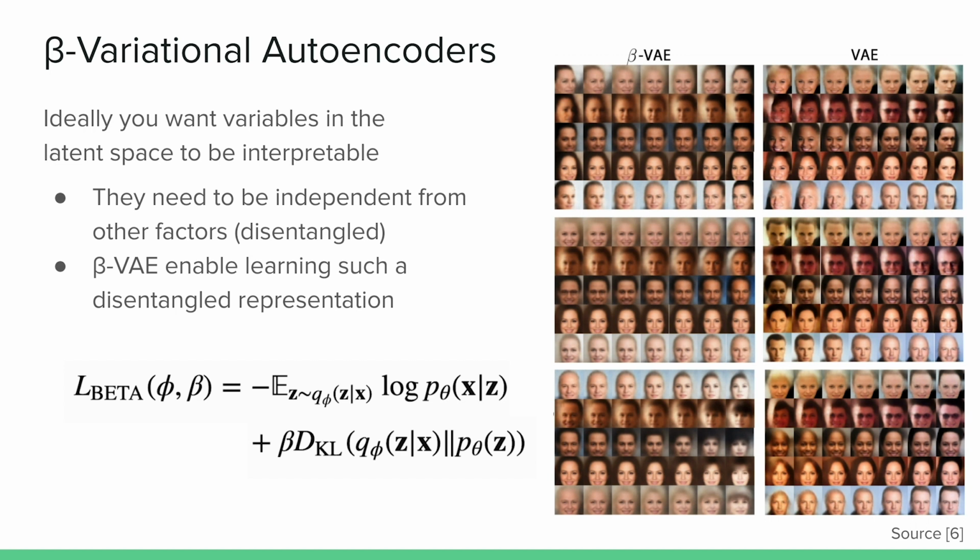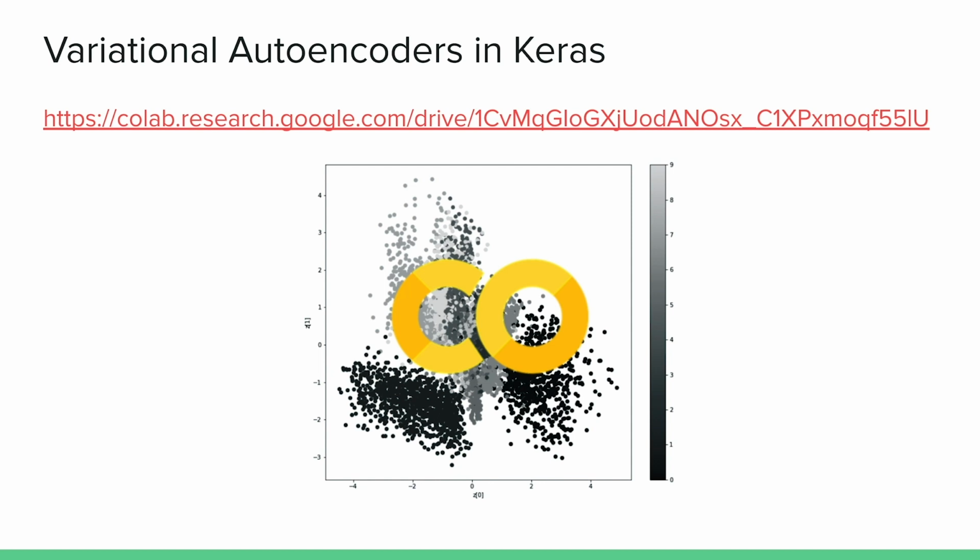Maybe another thing would be how much a person smiles or some other features that we can see here. And changing that one value in our beta-variational autoencoder allows us to interpolate and interpret certain variables along the way. Let's take a look at variational autoencoders in Keras.